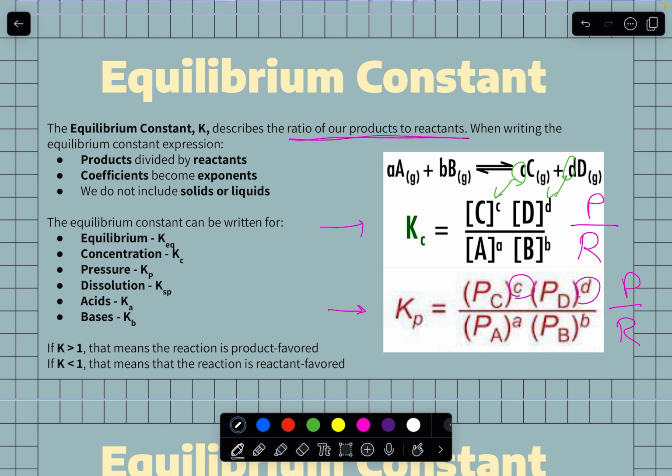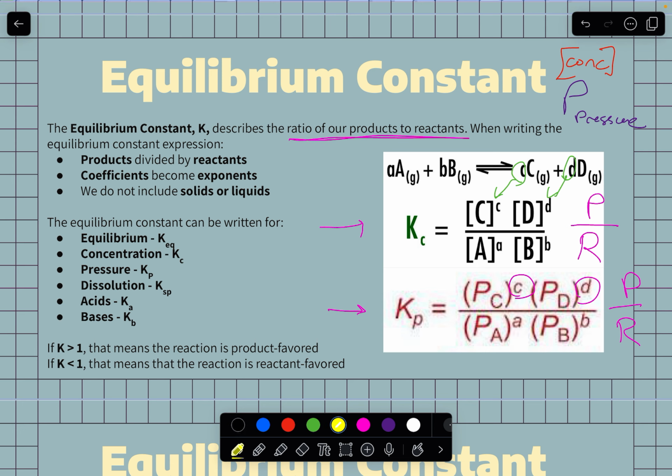The reason we notate it differently is, remember the bracket symbol. Brackets are for concentration. The capital P with something below, with a subscript, is for pressure. That's the only reason it's denoted differently. Otherwise, it means the same thing. It's a ratio of our products to our reactants.